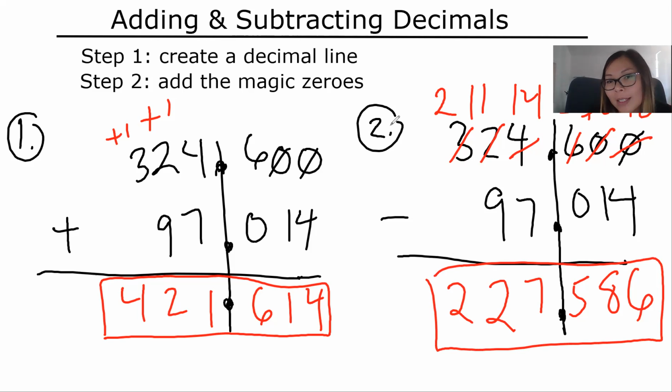All right, easy peasy. You guys got this. So remember, step one, create a decimal line. Step two, add your magic zero as a placeholder if you need to.